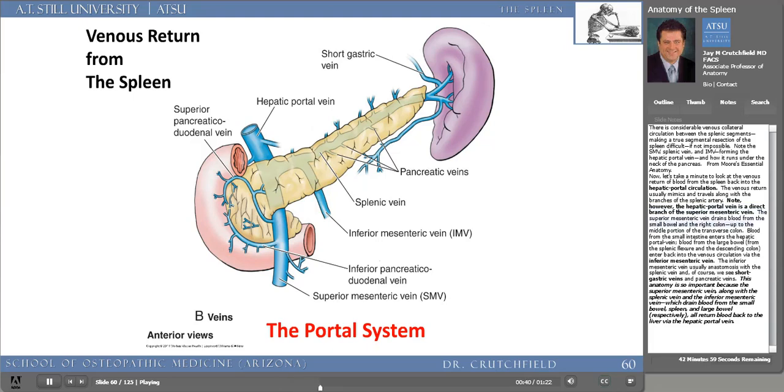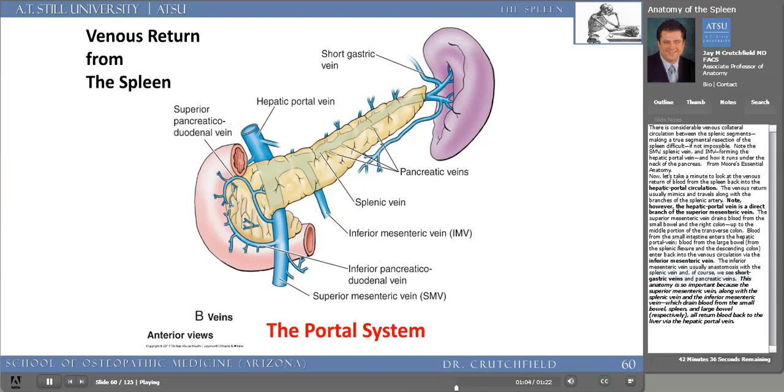Blood from the large bowel, from the splenic flexure and the descending colon, enters back into the venous circulation through the inferior mesenteric vein. The inferior mesenteric vein usually anastomoses with the splenic vein. And of course we see short gastric veins, pancreatic veins.